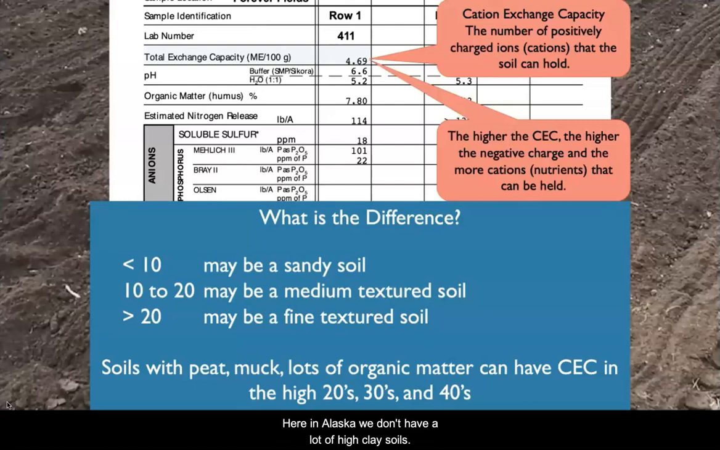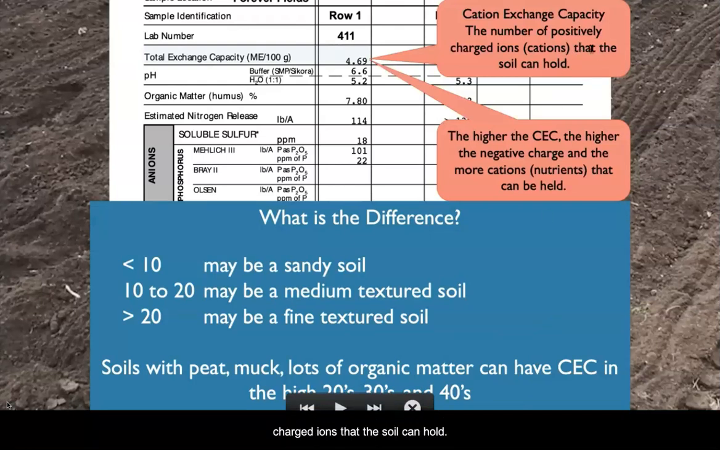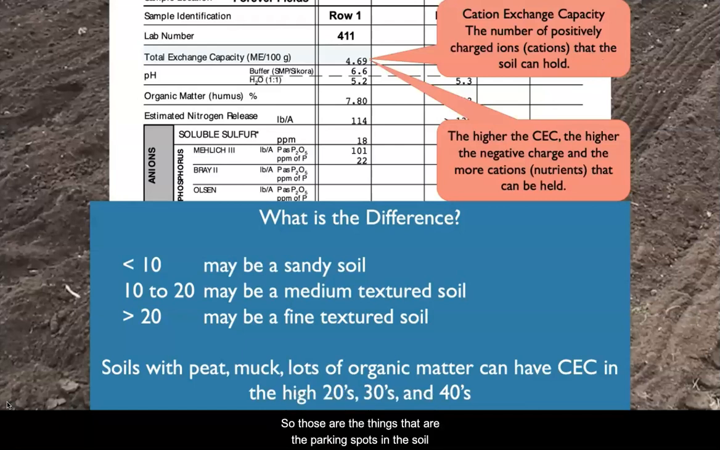Here in Alaska, we don't have a lot of high clay soils. Most of our soils are not super well developed, which means they haven't sat in place and weathered in place, because we've had a lot of glacial movement and a lot of volcanic activity. So there are some differences between Alaska and the lower 48, but there is some clay in Alaska. The other main thing to look at here is that cation exchange capacity is an index of the number of positively charged cations that the soil can hold. Those are the parking spots in the soil that need to be filled.